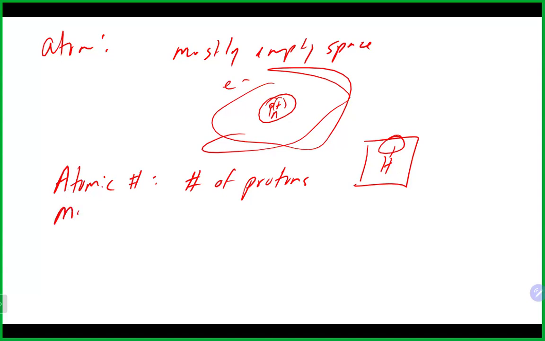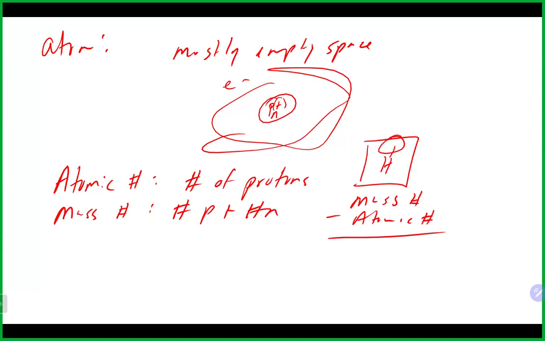We also have the mass number, which is our number of protons plus our number of neutrons. And that, again, is not found on the periodic table. It is not the number that's underneath the symbol, as that is the atomic mass that we'll talk about. If you use both of those numbers together, if you take the mass number minus the atomic number, that will give you your number of neutrons. Not protons, neutrons.